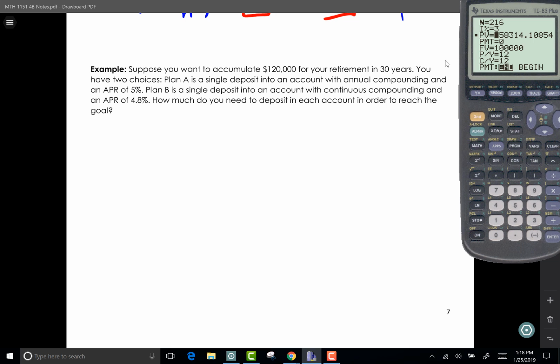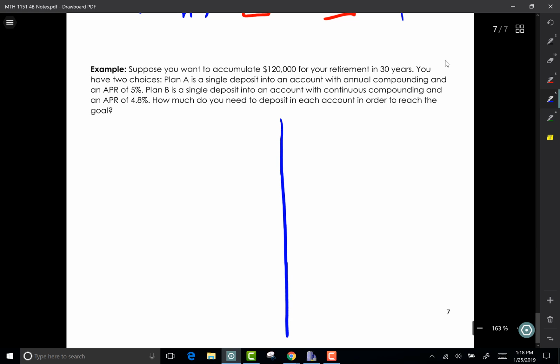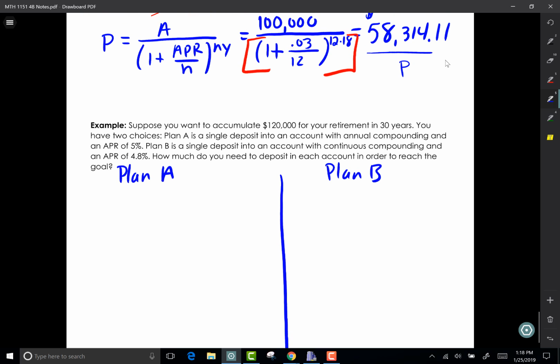So again, this is a present value problem where we're trying to figure out what we need to put in for the principal in order to have $120,000 after a specific amount of time under certain circumstances. They give us two options: Plan A and Plan B. Plan A was compounding annually. If we look back up, we can use the same formula up here, where we already solved our formula for P. We want to find the principal.